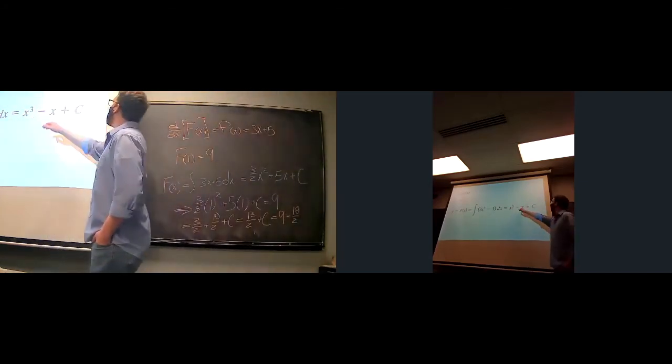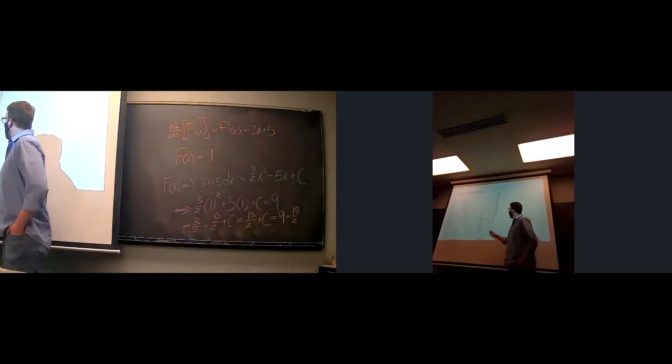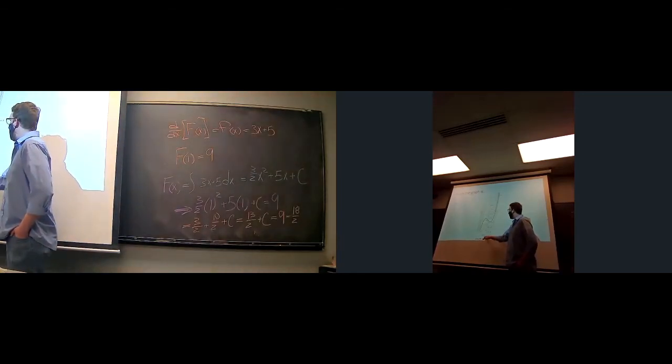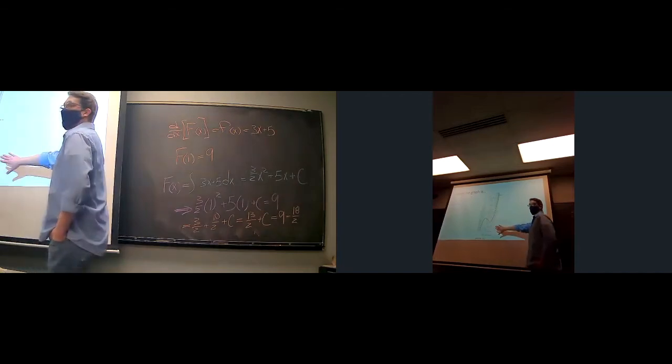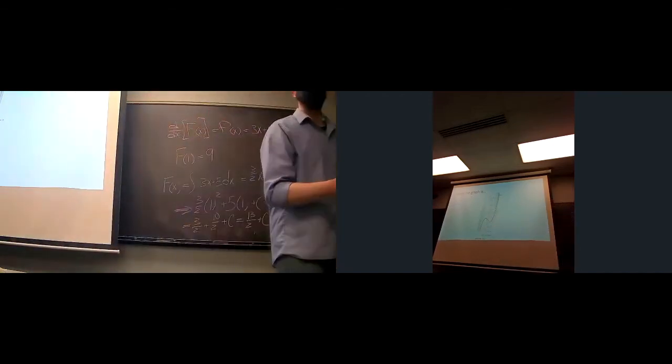So what is this c doing? I've already hit on that, right? It's shifting our function up and down. But what does that look like? What does it mean for our integral to be x cubed minus x plus c? It means it is a member of the family of functions x cubed minus x plus some constant. These are all families of functions. They have the same general form up to a constant.